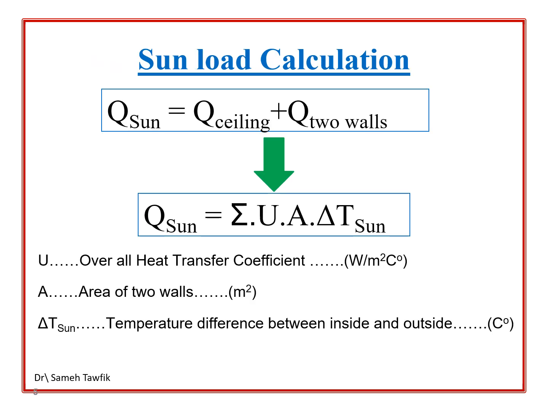Sun load calculation. Next, we calculate the sun load, Q sun. This is determined by the equation Q sun equals Q ceiling plus the sum of Q for two walls. Alternatively, we can express this as the summation of U times A times delta T sun. Here, delta T sun is derived from solar intensity, surface absorption, and the outside heat transfer coefficient. Each factor is crucial for accurately estimating the heat gain from solar radiation.